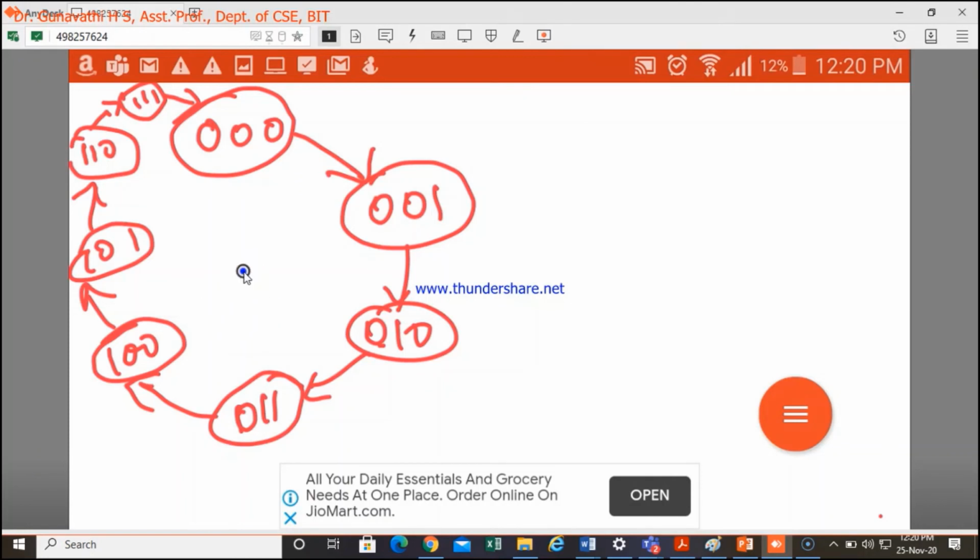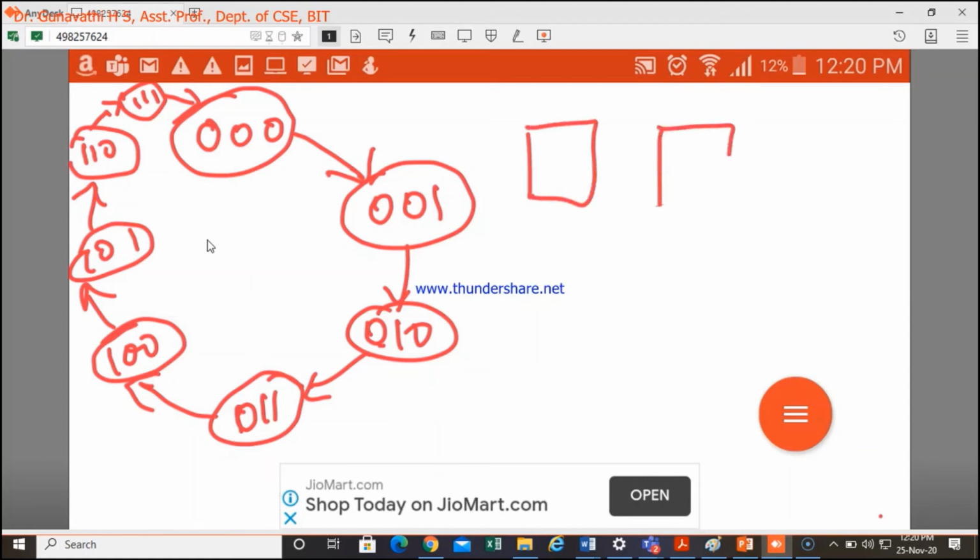Before that, tell me, in order to design this counter, how many flip-flops are required? Can anybody answer this question? How many flip-flops? One flip-flop can store 1 bit of information. So here we have 3 bits, so 3 flip-flops are required. So we'll be having 3 flip-flops.